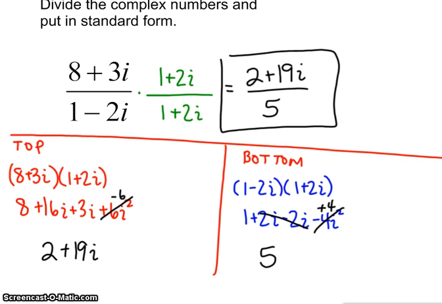So the answer to the question, 8 plus 3i divided by 1 minus 2i, is 2 plus 19i over 5. We know we did this correctly because there was no imaginary number on the bottom of the fraction. If I still had an i on the bottom of the fraction, it means I did something incorrectly.